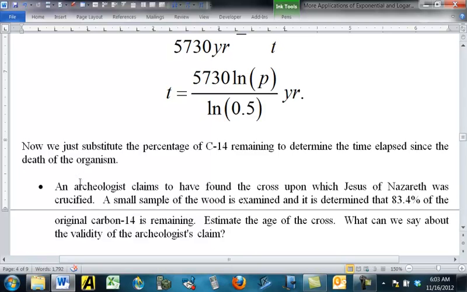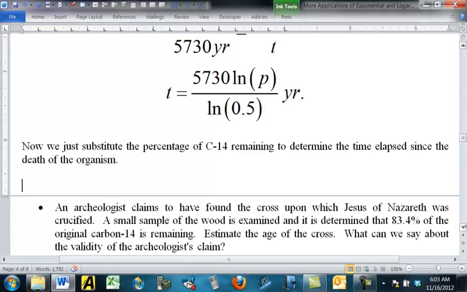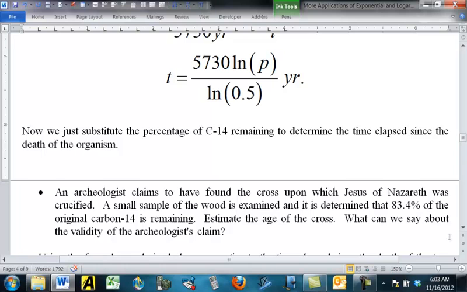Okay, suppose somebody's found something of historical importance. This will be both historically and religiously important. An archaeologist claims to have found the cross on which Jesus of Nazareth was crucified. A small sample of wood is examined, and it is determined that 83.4% of the original carbon-14 is remaining. Can we estimate the age of the cross, and what can we say about the validity of the claim?